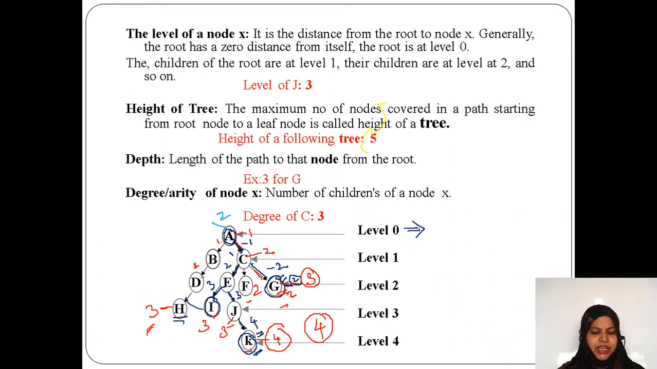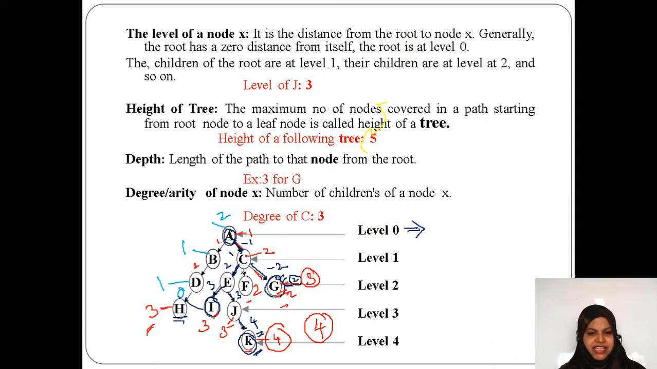For this B, how many children are there? Only 1 child. So the degree of B is 1. For this node D, how many children are there? Only H is there. So the degree of D is 1. For this H, no children are there. So the degree of H is 0. Generally, the degree of a leaf node is 0.